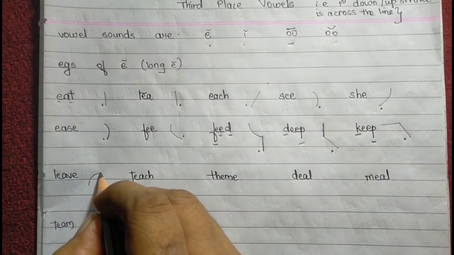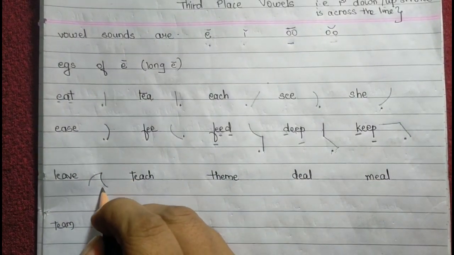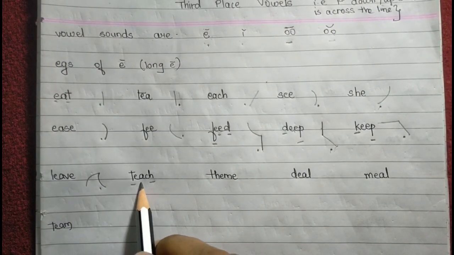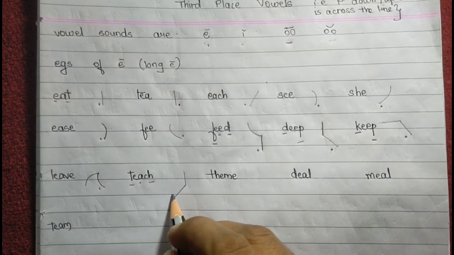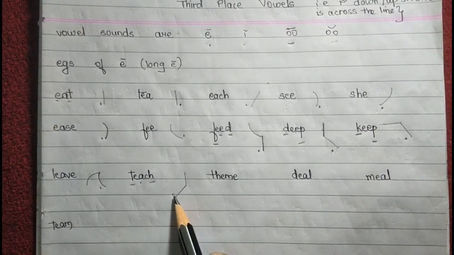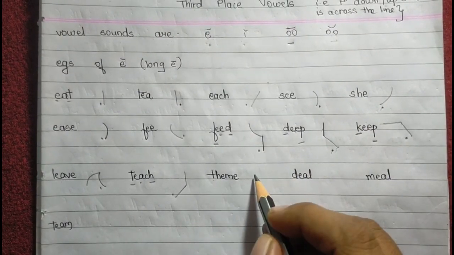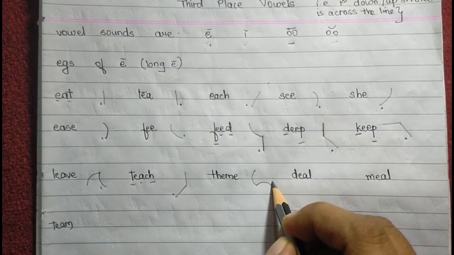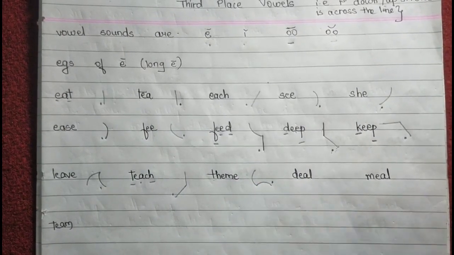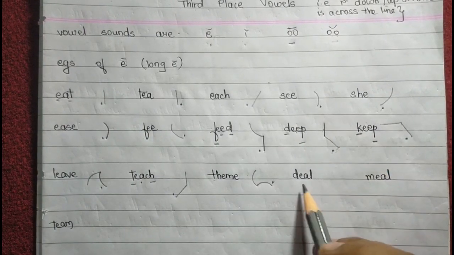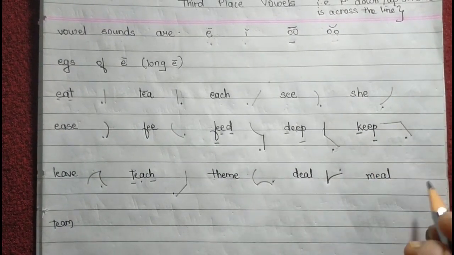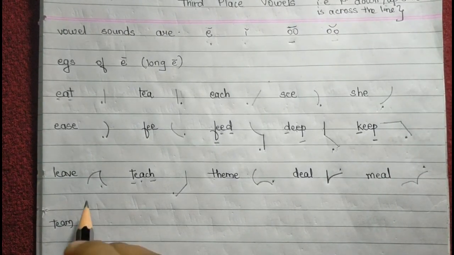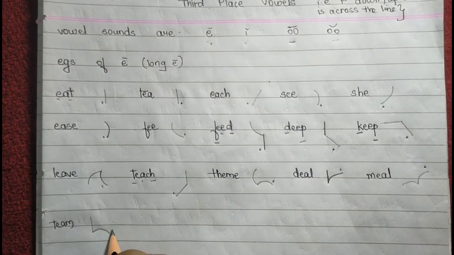Leave. So L and V and E. Teach. T consonant, Ch consonant and E. So T, Ch and before the second stroke. Similarly theme. So Th, M and between two strokes, so before the second stroke at the third place. So this is the third place. Deal. Meal. M and L, E vowel. Team. T, M and E.